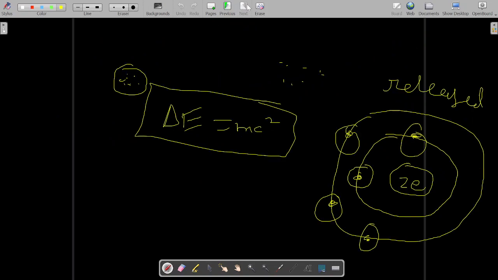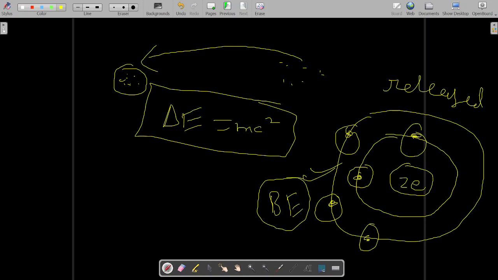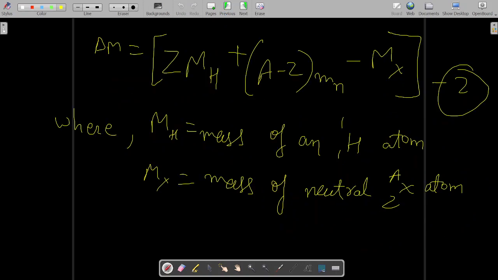But that energy is very small as compared to the formation of a nucleus out of individual nucleons. The formation of a neutral atom releases much less energy as compared to the formation of a positively charged nucleus out of individual nucleons. So the binding energy on account of electrons will be much lesser as compared to the binding energy on account of the formation of a positively charged nucleus. So that's why I will write one statement over here.